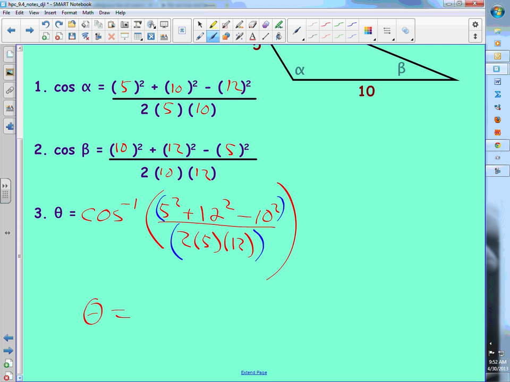See if you can find out what theta is. Well, no, not if you do it correctly, it won't be. What is it? 54.900. Everybody good with that?